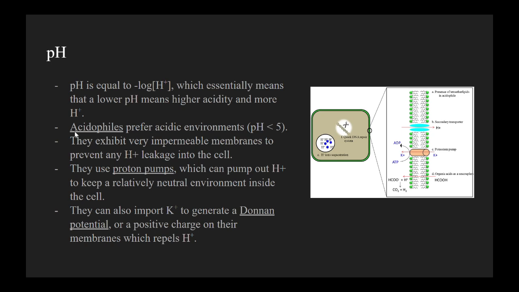So acidophiles are microbes, or organisms in general, that prefer very acidic environments, so pH less than 5. Recall that pH 7 is neutral water, so pH 5, since this is log base 10, is 100 times more acidic than normal neutral water. So acidophiles, since there's so much H plus present in their environment outside of the cell, need to have very impermeable membranes that prevent the H plus from leaking into the cell.